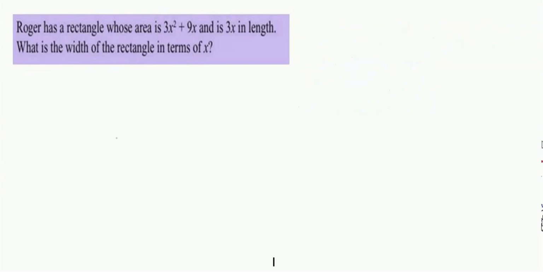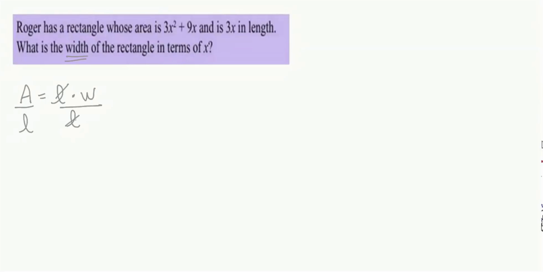Okay, so Roger has this rectangle and its area is 3x squared plus 9x. And its length is 3x. What is the width? Well, we just learned about dividing polynomials, okay? And we actually had an example earlier with a trinomial divided by a monomial. In this case, we would do binomial divided by a monomial. In other words, if the area is equal to length times width, right? And we're asked to find the width, how would we solve for width? We would divide by length, right?